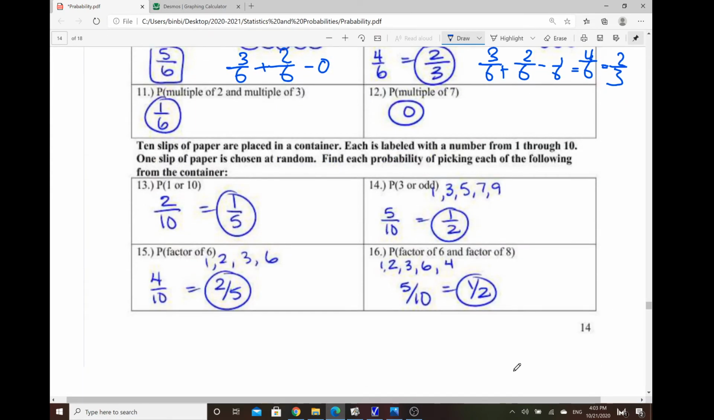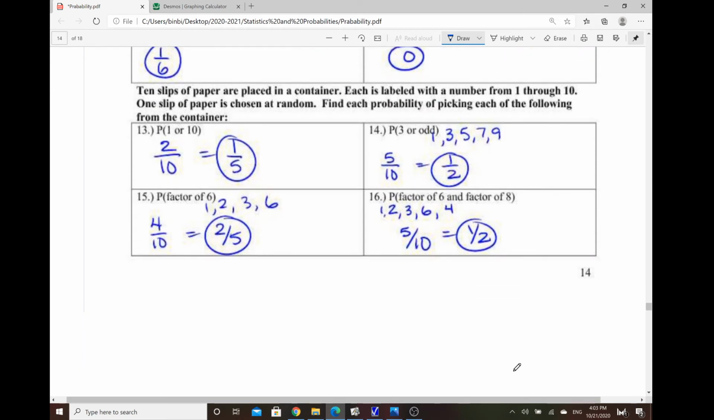Okay, so the rest of these are quite similar. Again, you want to decide what they have in common. If there's nothing in common, that means it's considered non-overlapping or disjoint.